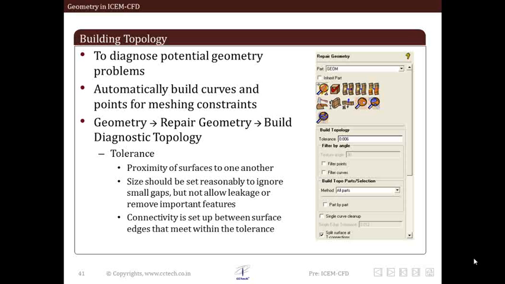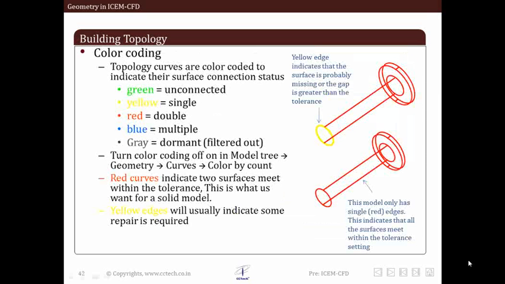Generally, it is recommended that once we import geometry from CAD software, first of all delete all existing curves and points. Then apply building topology, which will automatically generate required curves and points for meshing as per tolerance specified. Before getting into detail, we will have a look at various terminologies used in build topology.